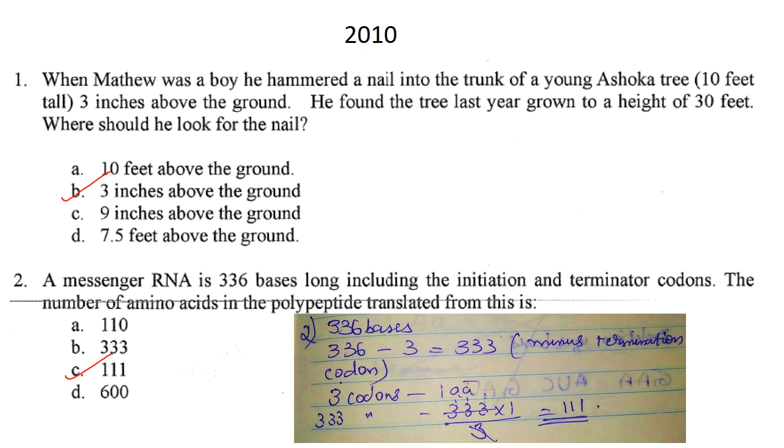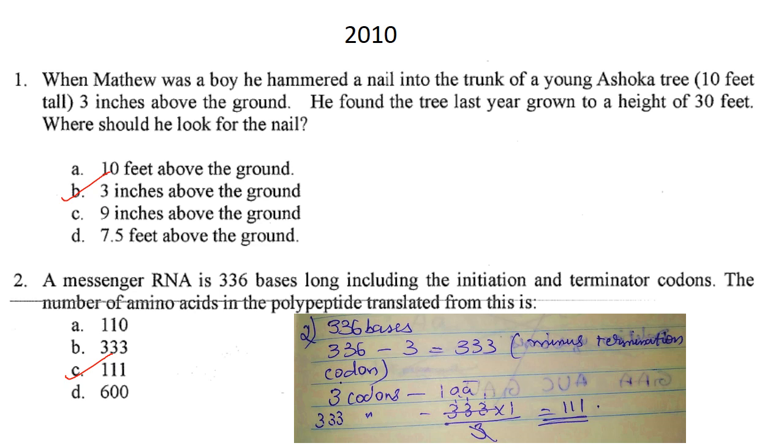When Matthew was a boy, he hammered a nail into the trunk of a young Ashoka tree 10 feet tall, 3 inches above the ground. He found the tree last year grown to a height of 30 feet. Where should he look for the nail? The nail will be wherever it was hammered, that is, it will be 3 inches above the ground. So he has to look for the nail 3 inches above the ground.